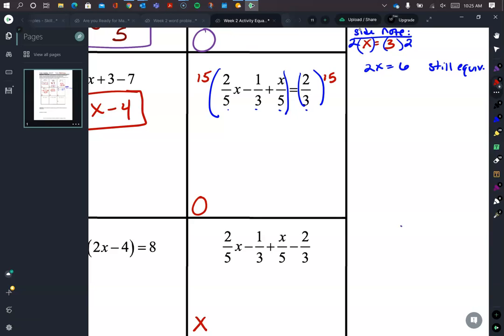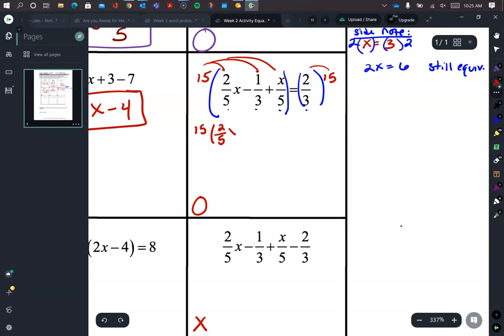So here I want to distribute to every term. Okay, so I need to multiply every term by that. So I'm going to write out 15 times 2/5 x. Now you could do this a little more streamlined if you want. Then minus 15 times 1/3 plus 15 times x over 5 equals 15 times 2/3.